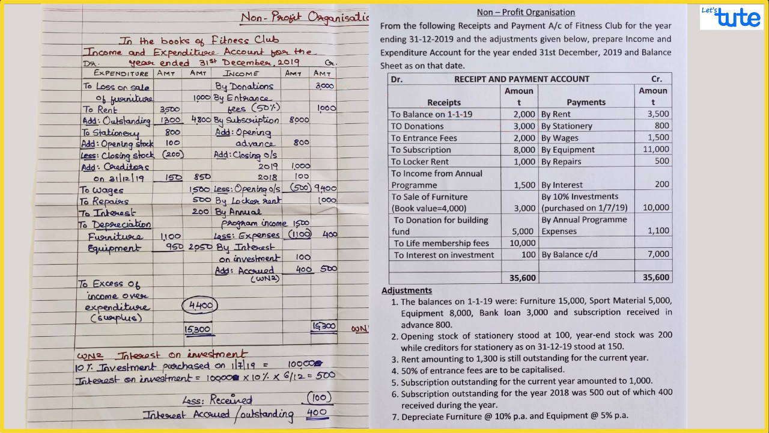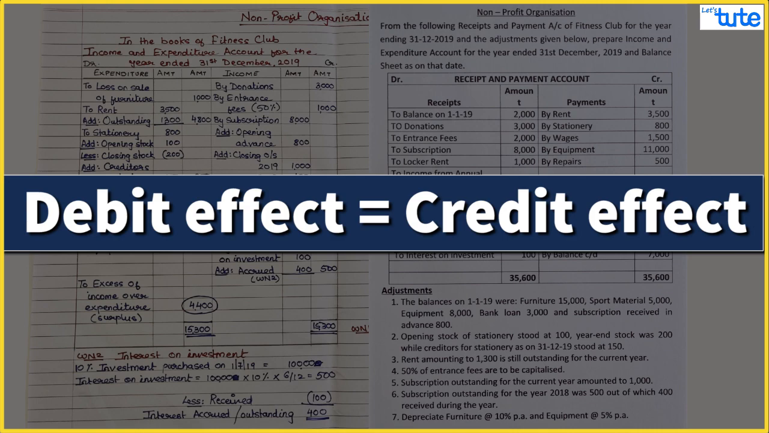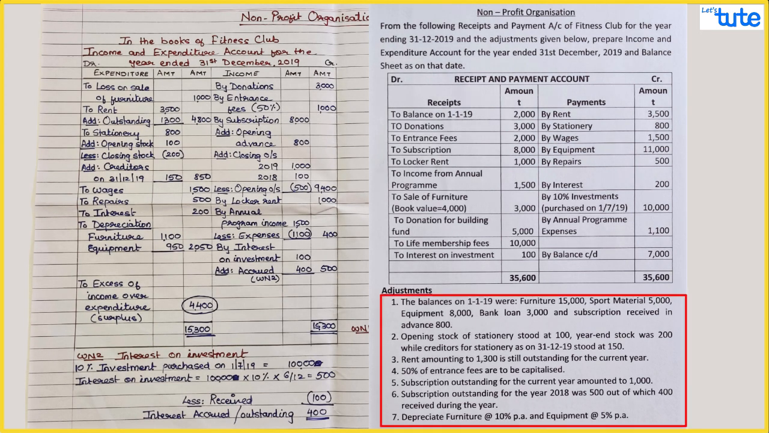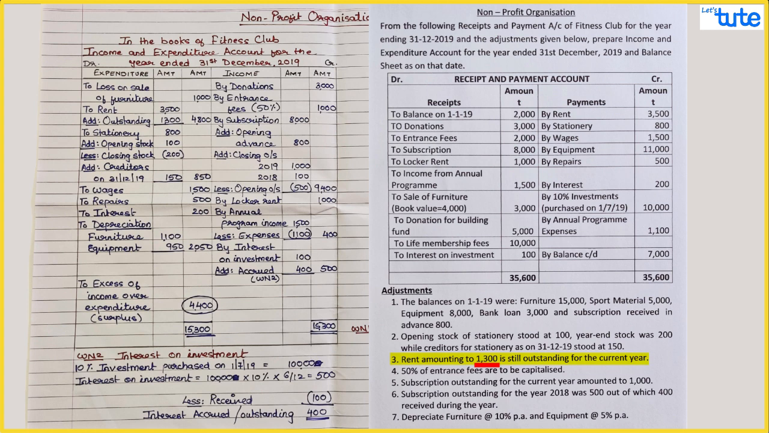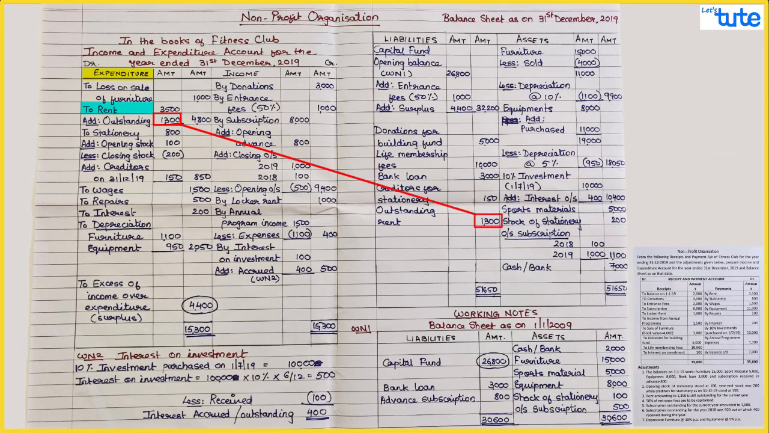When we solve adjustments, do remember to give equal debit and credit effects, as these are the actual transactions which need to be accounted. For example, outstanding rent for the current year is given as 1300. Now this is the rent expense of the current year not yet paid. So firstly, it would be added to the rent on expenditure side, and since it is payable, it will be shown on the liability side of the year-end balance sheet.